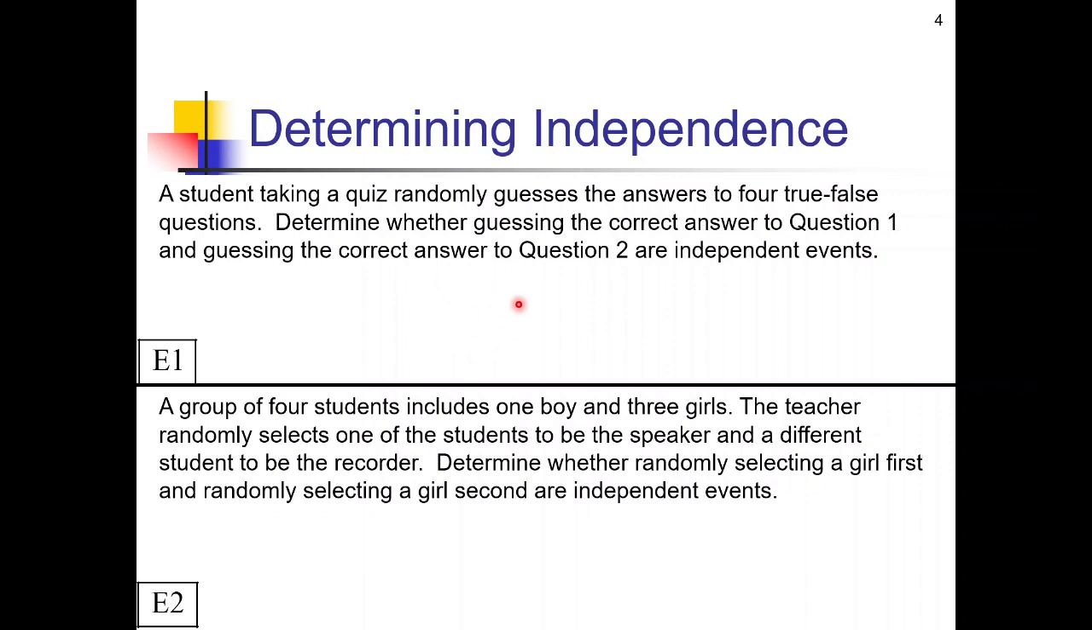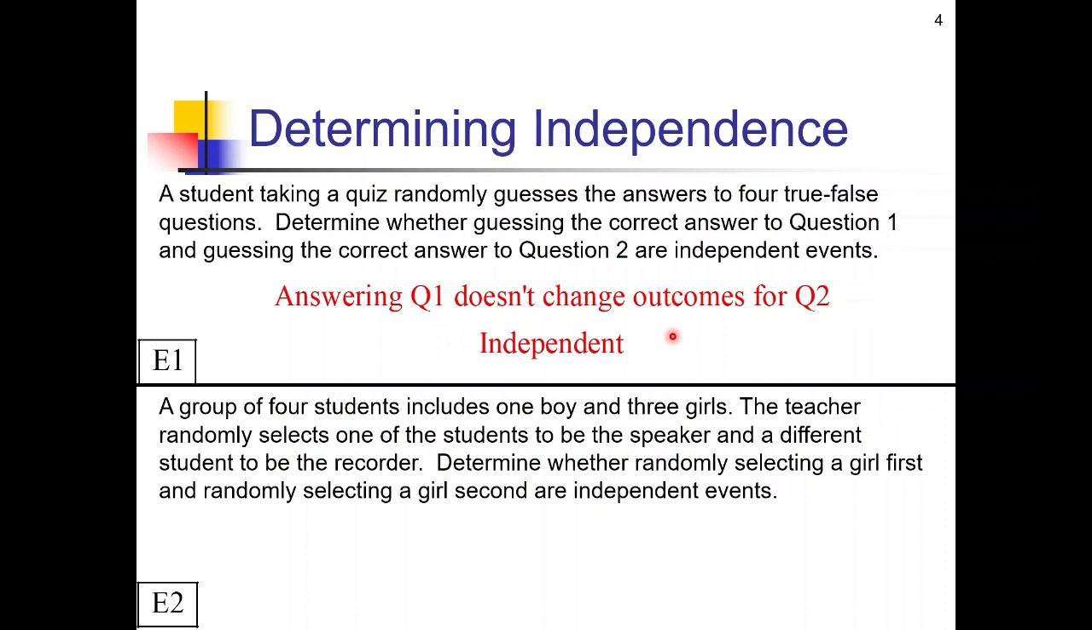Alright, so for question 1, it doesn't really matter what I answer to question number 1 in the problem here. That's not going to impact my answer on question 2 if I'm just randomly guessing. So since answering one question doesn't change the possible outcomes for the other question, I still have a choice between true and false regardless of what I answer the first time, that would suggest that these are independent events.